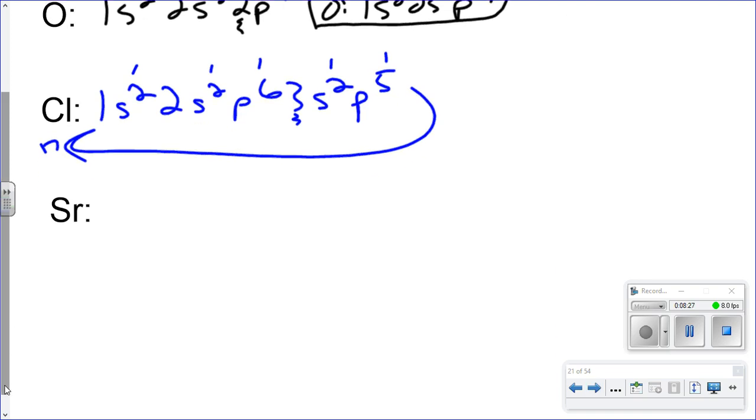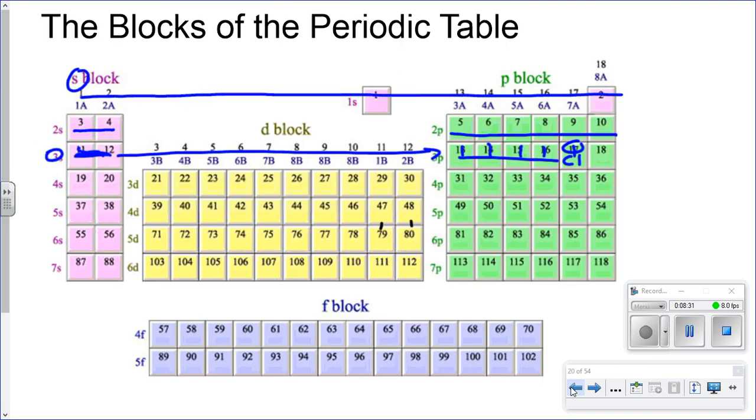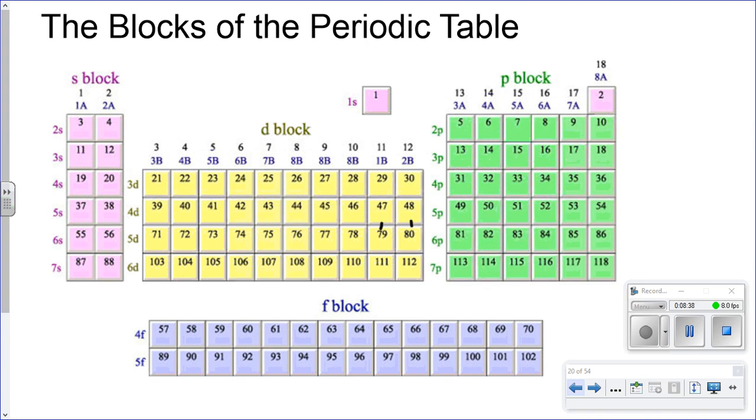Let's try strontium. It's a little larger. Okay? So strontium, we have this. Let's see, strontium is element 38. Okay, so it's a little larger now. So we're going to have to incorporate the D block. D block is always one behind the period that I'm on. I have a rule for that coming up here.